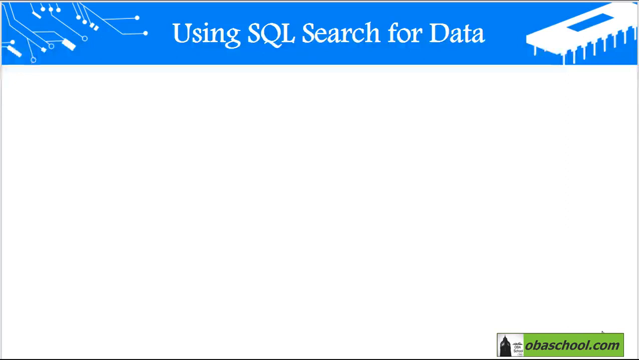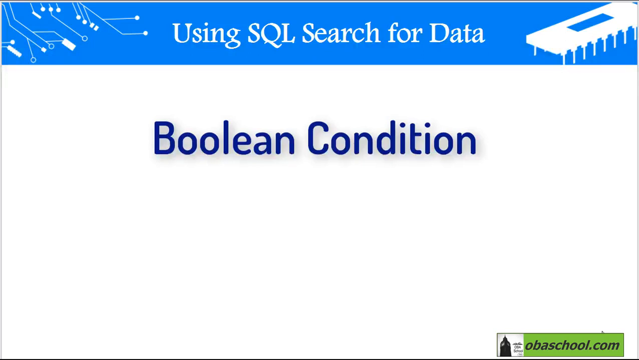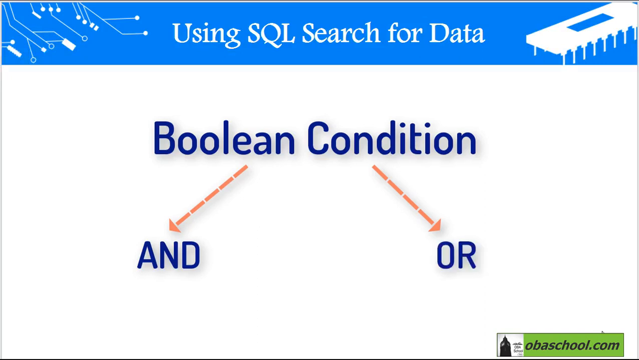Suppose we have more than one condition. Here we must use the Boolean condition in the WHERE clause using AND or OR.